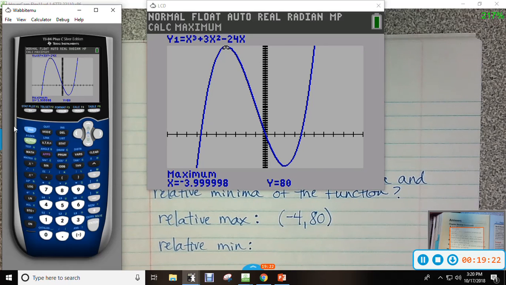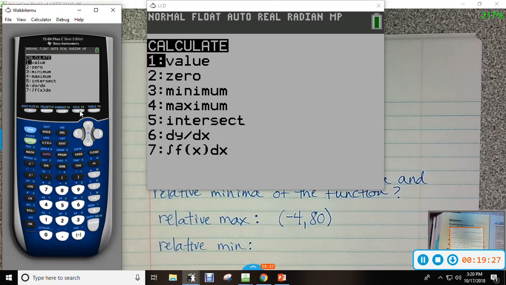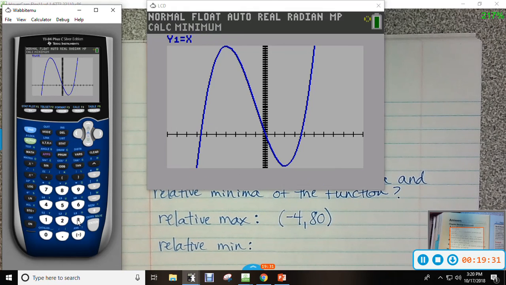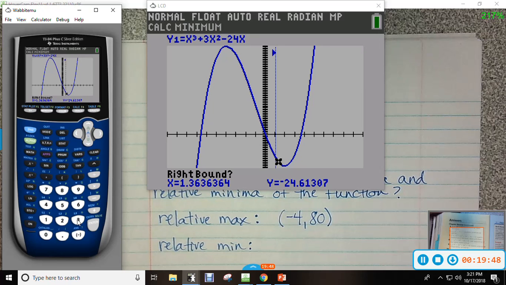So go back to second, calc. There's your calculate menu. What number do we need? 3. So use your arrows so that you get to the left side down there fairly close to the bottom of that valley. Then press enter because we're creating our left boundary. Now my screen says right boundary, so go to the right of that valley, press enter.